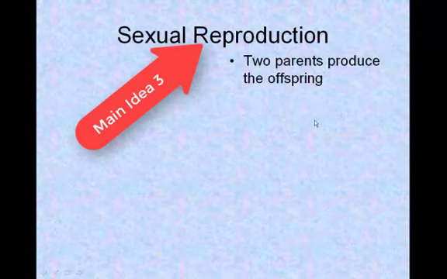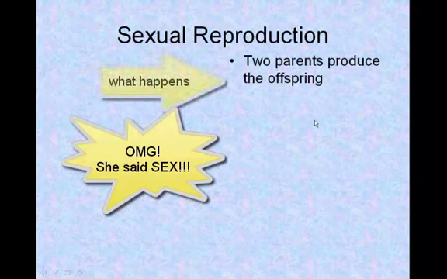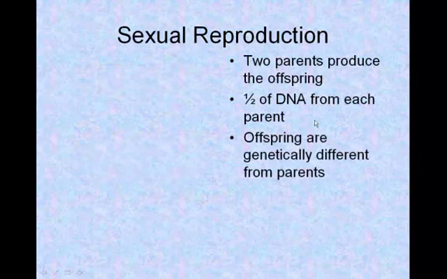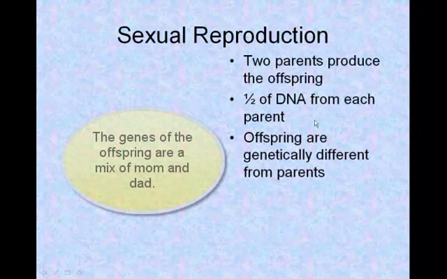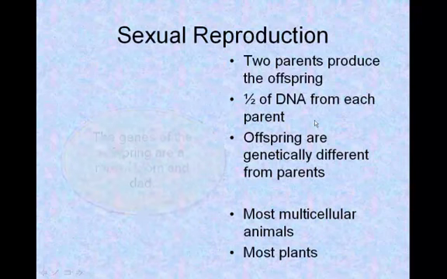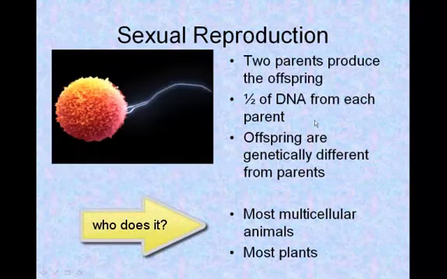In sexual reproduction, you have 2 parents involved. Half of the DNA comes from each parent, so half from mom, half from dad. And the offspring are genetically different from the parents. They're also different from each other unless they're identical twins. So most multicellular animals do this, and plants do this as well. Plants can actually do both.